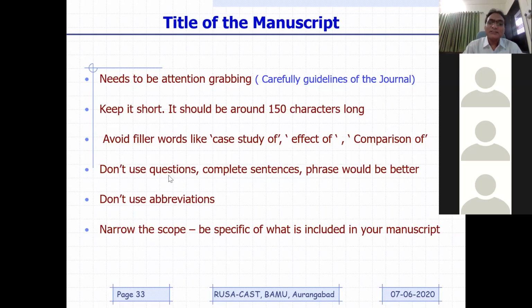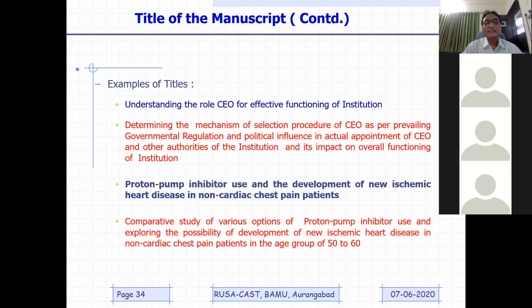Don't use questions, because there are many students who use questions. Don't use complete sentences; phrases are going to be better. Don't use abbreviations in the title. And you should narrow the scope. Be specific about what is included in your manuscript, because the title should be based on whatever you have included in your manuscript. It should not go beyond the manuscript. I have quoted an example. You can see this common example: Understanding the role of CEO for effective functioning of institution. This is what an effective title should be.